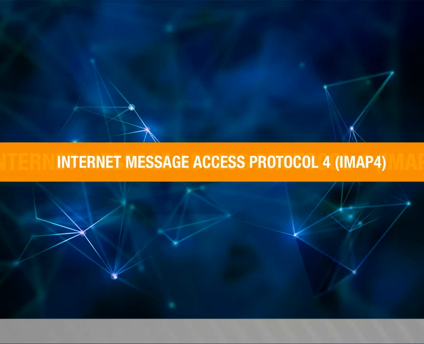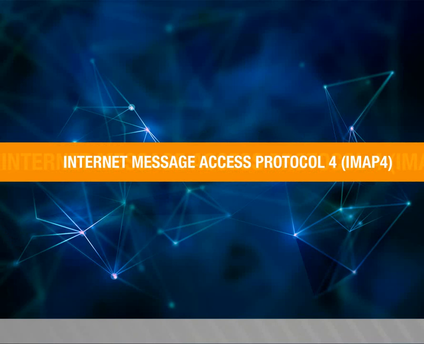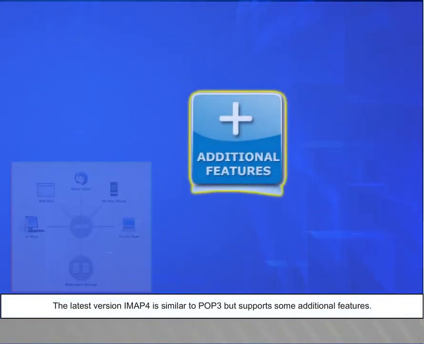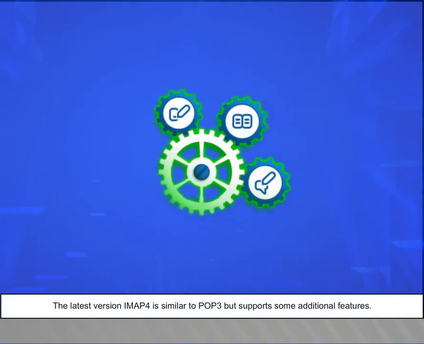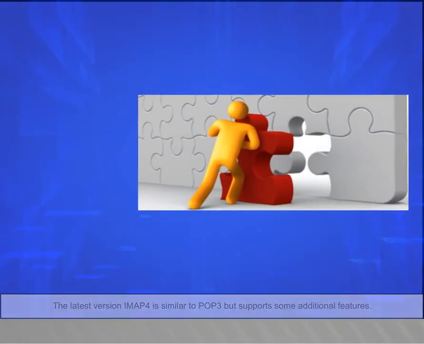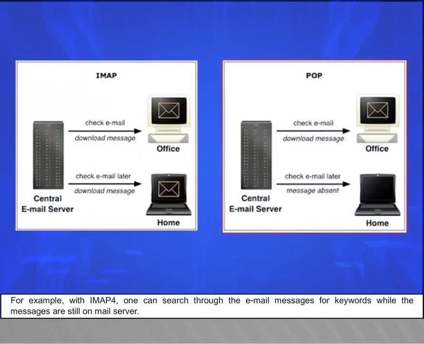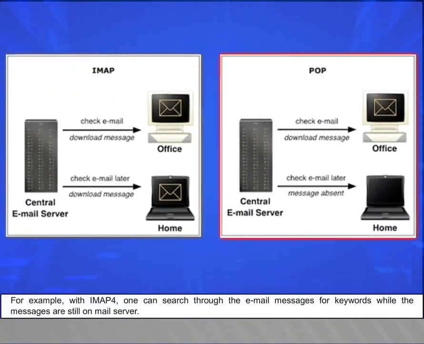Internet Message Access Protocol 4, that is IMAP 4. In this video, we are going to see about Internet Message Access Protocol 4, IMAP 4. Internet Message Access Protocol is a protocol for retrieving email messages which can be used as an alternative to POP3. The latest version, IMAP 4, is similar to POP3 but supports some additional features. For example, with IMAP 4, one can search through the email messages for keywords while the messages are still on the mail server.